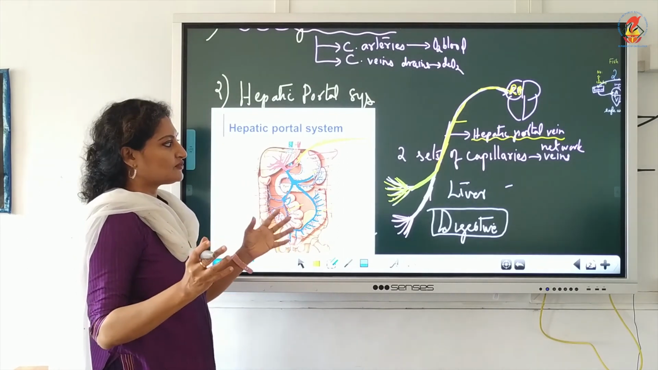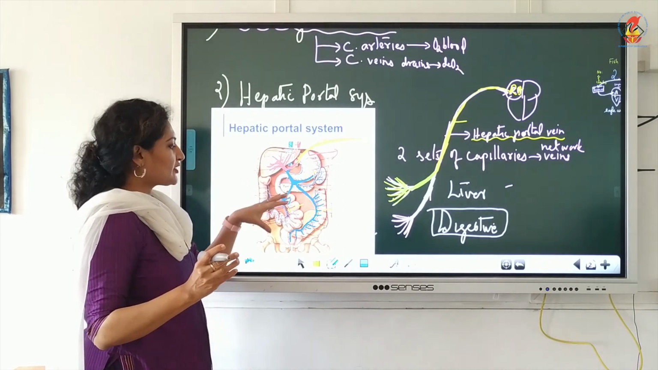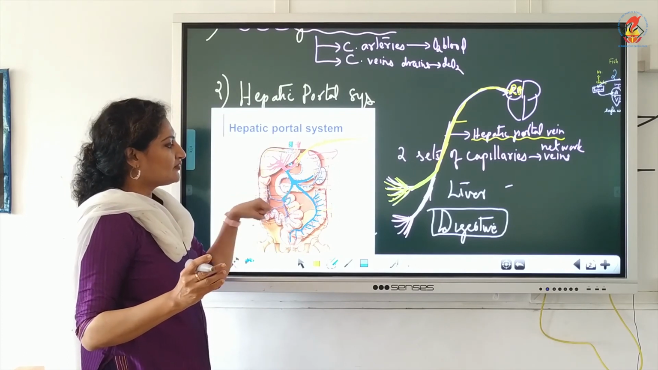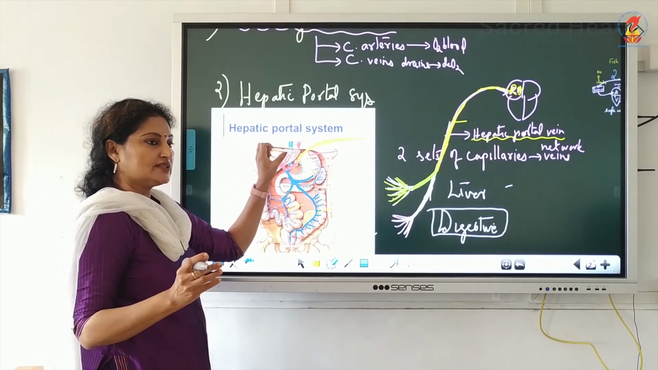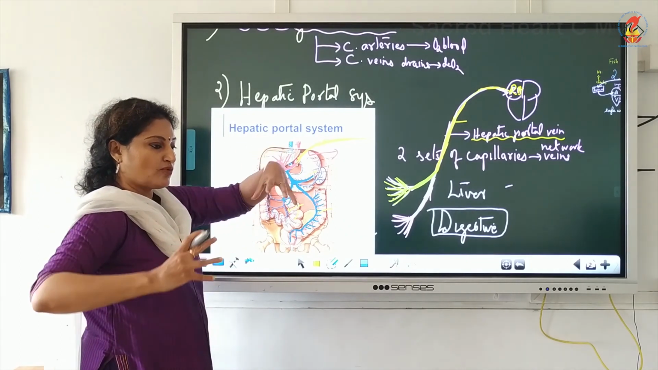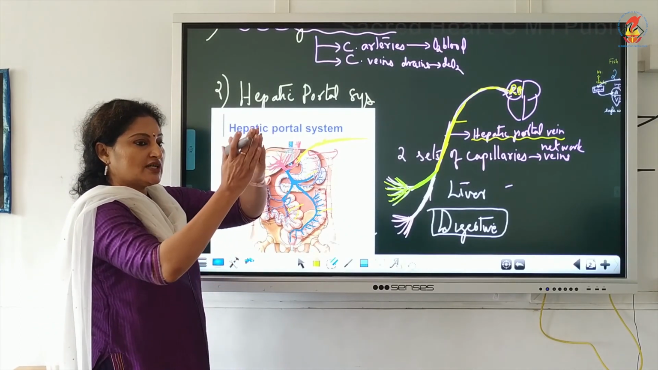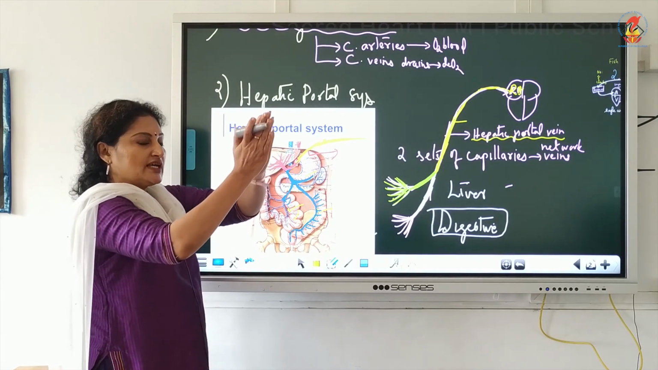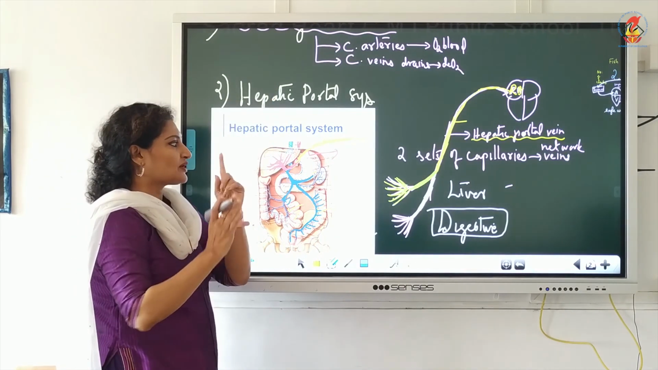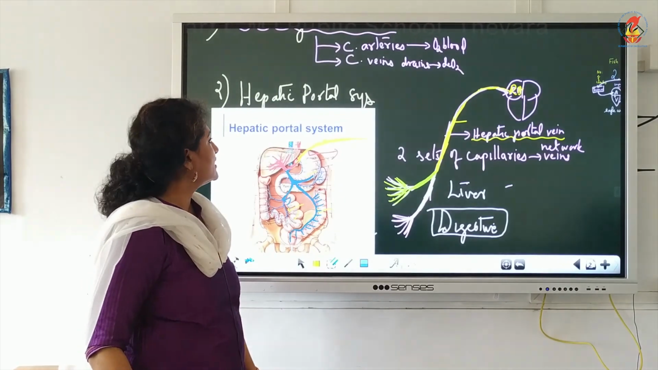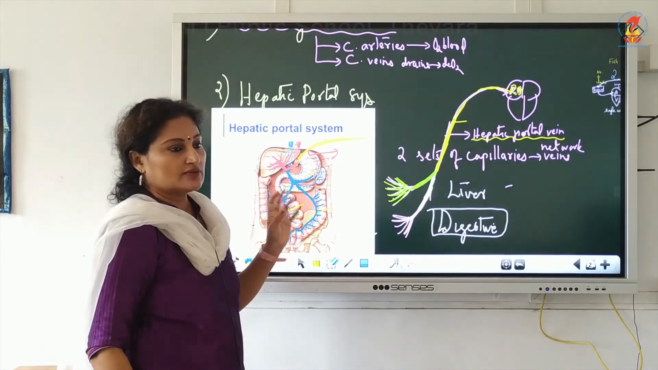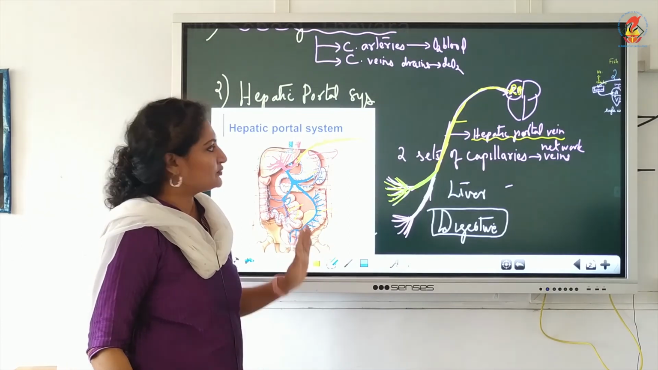So, there are two networks of capillaries, one draining the blood from the different parts of the digestive system, and the other draining the blood from the liver. On their way they are merging and fusing and forming a common vein called the hepatic portal vein. This is also a very unique vascular connection. I hope this is clear.